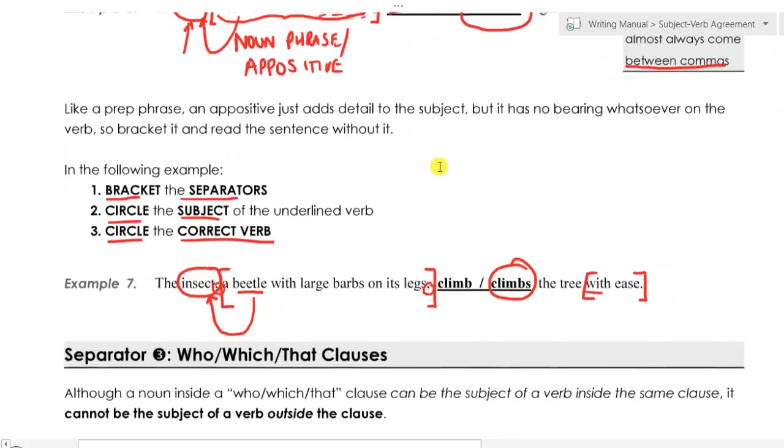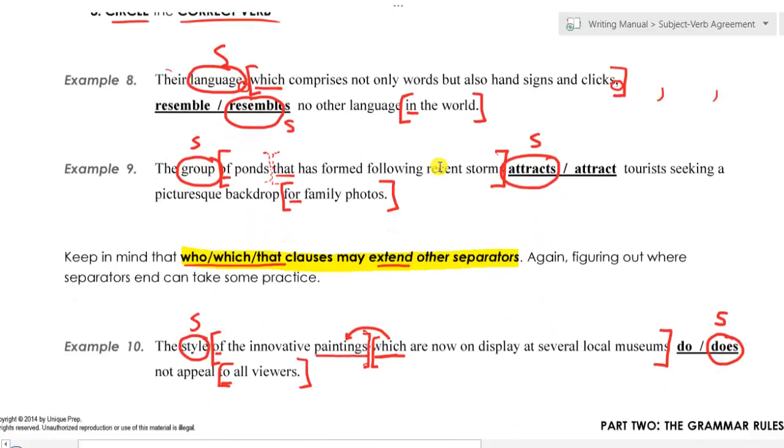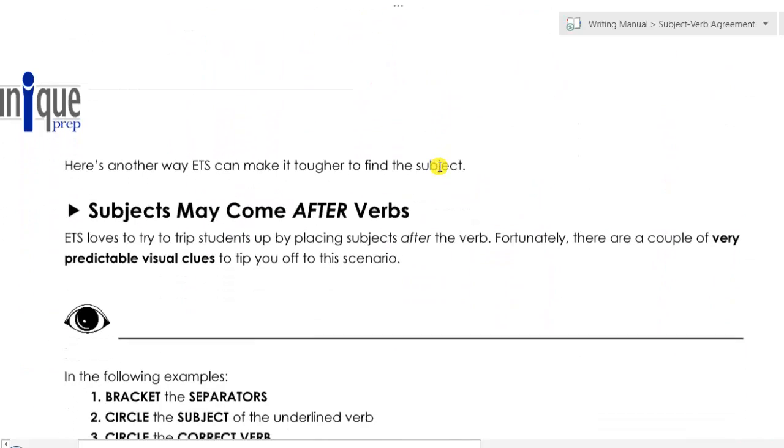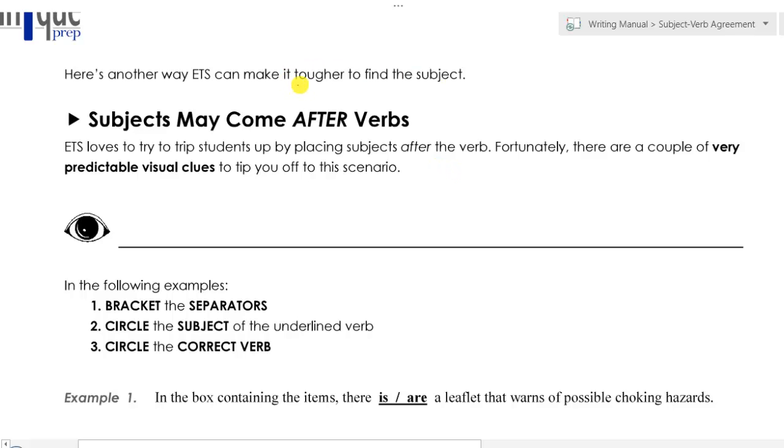And then finding out where to end your bracket, like I said, it's going to take a little bit of practice, which you will get when you do the homework. The separators are the first way that ETS can make it difficult to find your subject. The second way is that subjects can come after verbs. Subjects do not have to come before verbs, although that's the most common place that subjects will come.